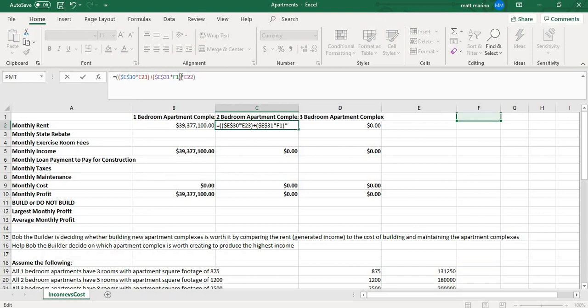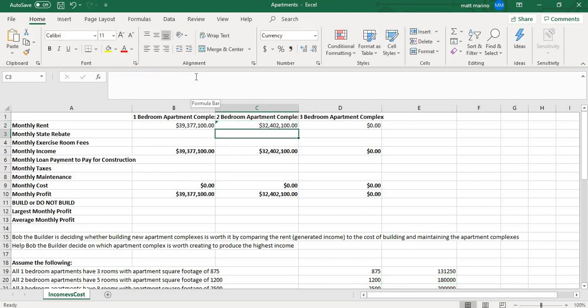We need to change F19 to E20 to represent our square footage. And we need to change E22 to D23 to represent our number of apartments. You'll notice we now have our monthly rent.